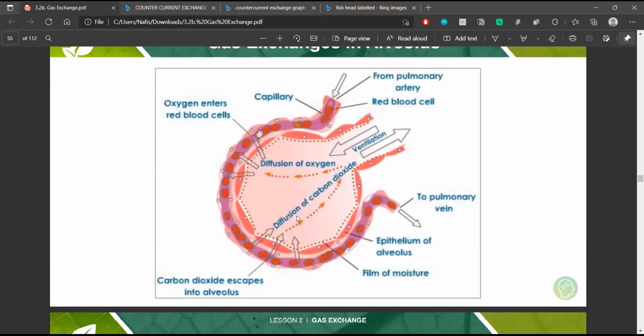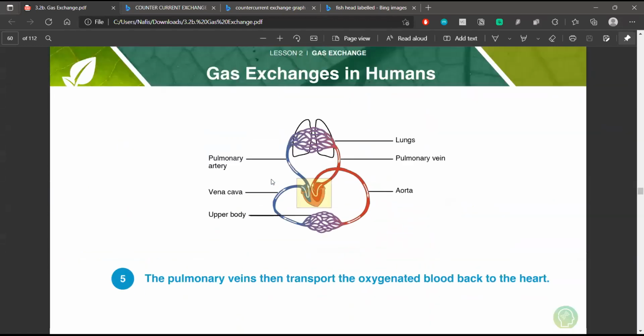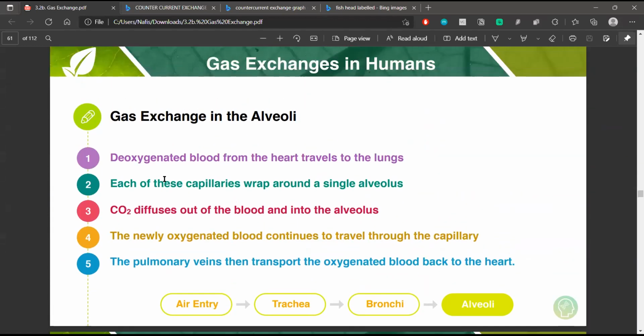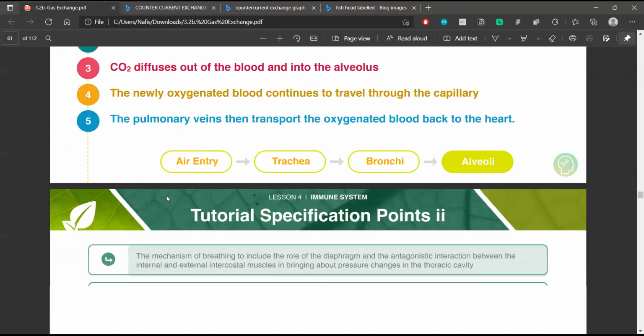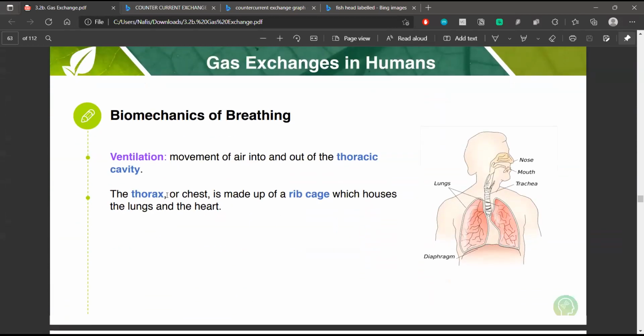Right. A lot of this next bit is about stuff that you probably should already know, which is the simple processes of this. So deoxygenated blood from the heart travels to the lungs, CO2 goes out of the blood into the alveoli, O2 goes into the blood, and newly oxygenated blood then goes back into the heart. Okay. The next bit is the mechanism of breathing.